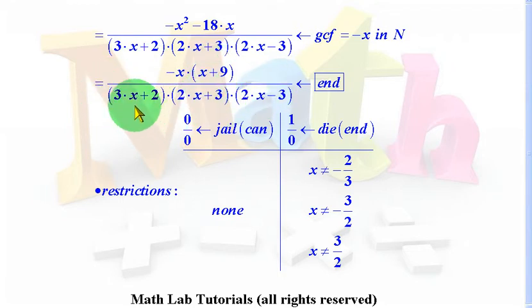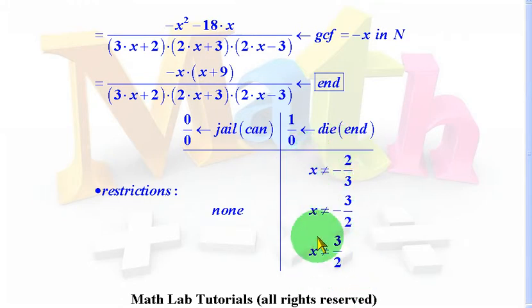So 3x plus 2 not equal to 0 means that x is not equal to minus 2 over 3. 2x plus 3 not equal to 0 means that x is not equal to minus 3 over 2. And 2x minus 3 not equal to 0 means that x is not equal to 3 over 2. Okay, so these are all the 1 over 0 restrictions.